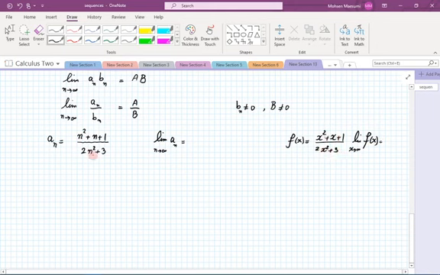Okay, so dividing numerator and denominator by the same number doesn't change the fraction. Then I break it up into 3 pieces, so n squared over n squared is 1, n over n squared is 1 over n, 1 over n squared is 1 over n squared. 2n squared over n squared is 2, and this is 3 over n squared.